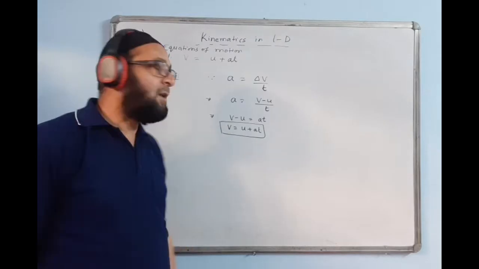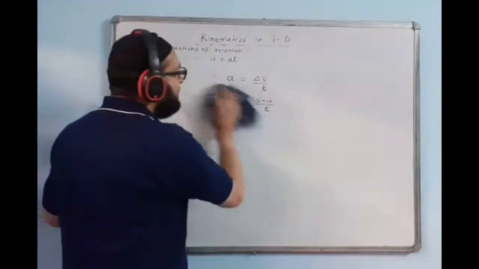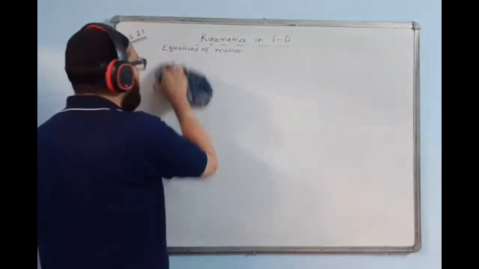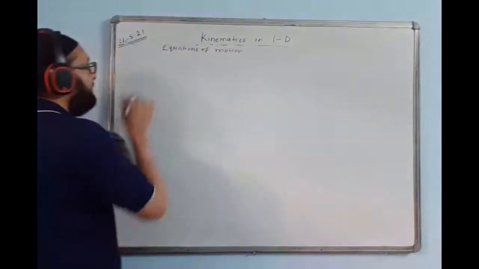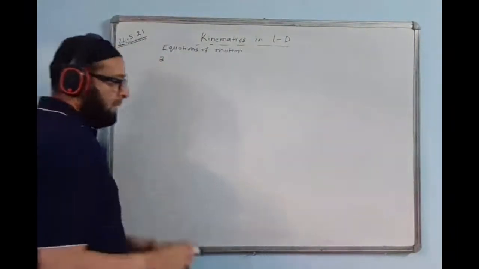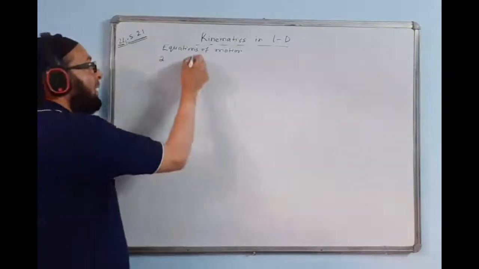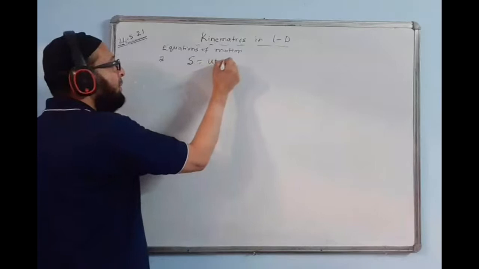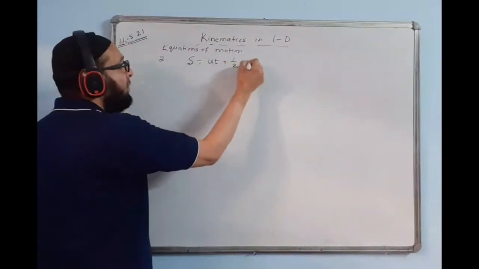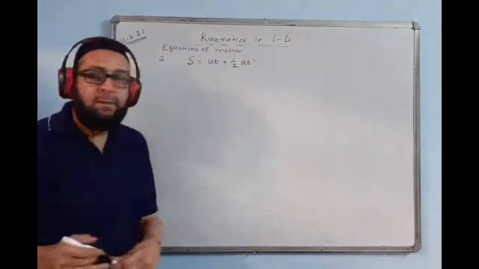Okay. Thank you. Now we are proving formula number 2. What is that formula? S is equal to ut plus half at square. Let us prove it.